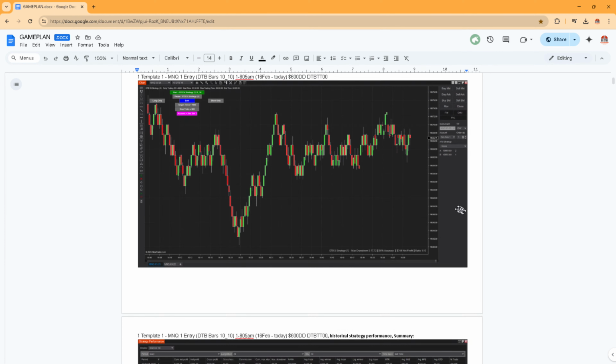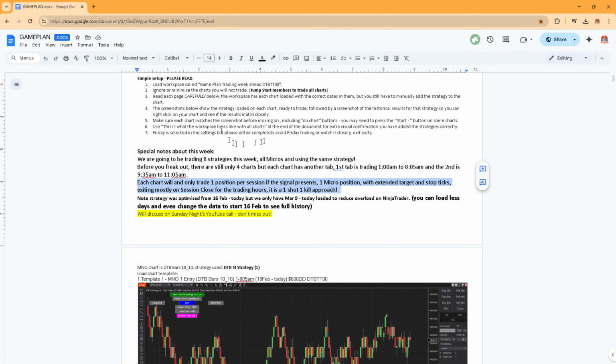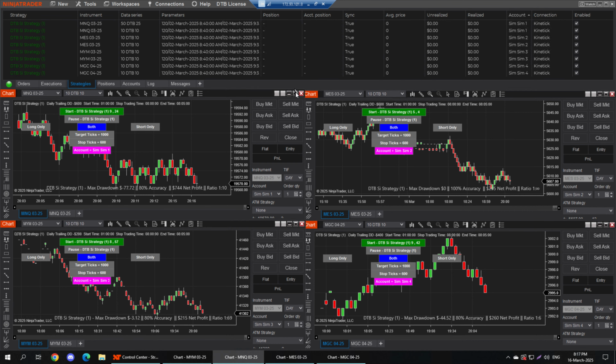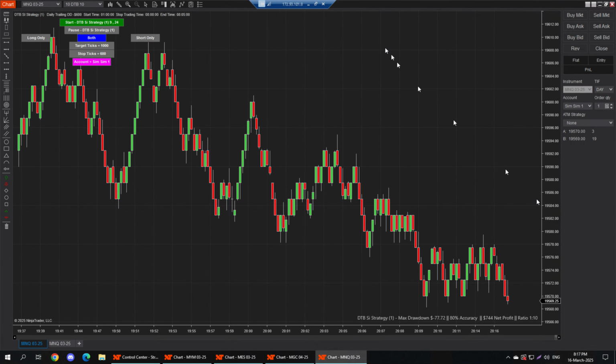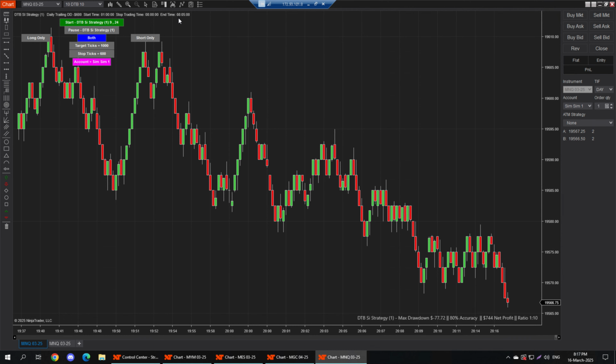So if we look at the charts, all the setup is here. Once you've understood this and read this, you can go set this all up. But let's have a look, for example, at this one over here. This is an MNQ 1010. This strategy trades between 1 a.m. and 8 a.m., ending at 8:05 a.m. So that's the actual trading times of this. You can see it's got the buttons over there. It tells you the stop ticks and the target ticks.